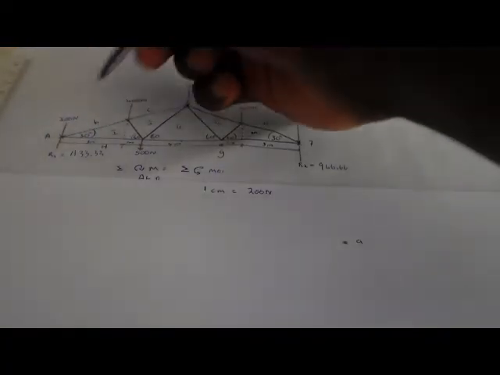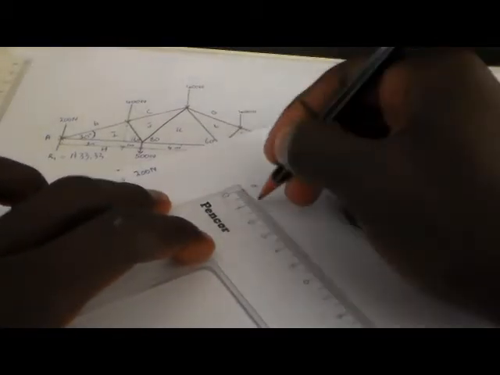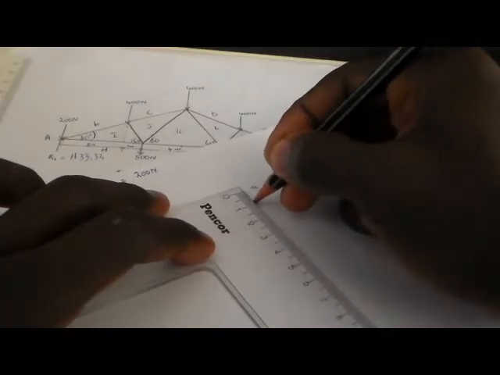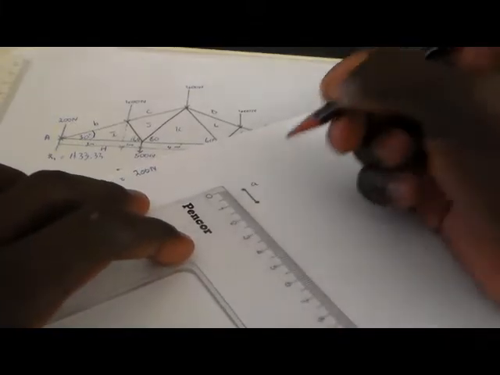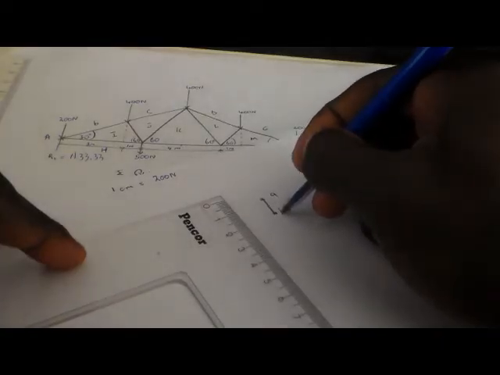So from A to B, we're having a force of 200 newton. If you are having a force of 200 newton going downwards, we are going to measure a force here of 200 newton. According to my scale, it's going to be 1 centimeter, because I said 1 centimeter is equal to 200 newton. So this one is going to be B.